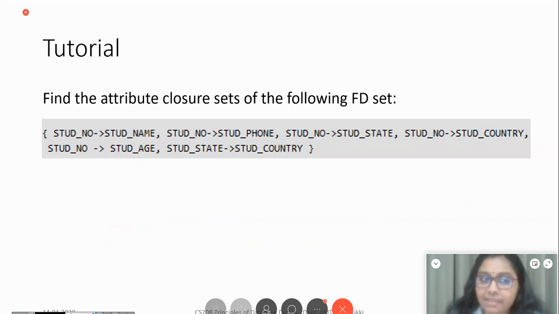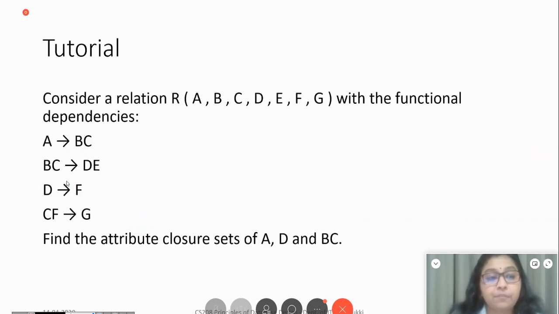We have yet another example. You are given a relation with these attributes A, B, C, D, E, F, G, and there are 4 FDs in the FD set. You are asked to find the attribute closure sets of A, D, and BC. Not all of them, only these 3. A and D are single attributes, whereas BC is a combined attribute. Okay, so let's do that.